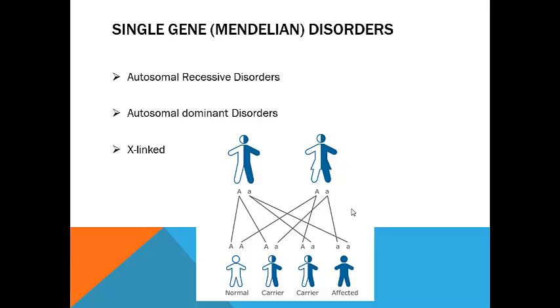Now we look at single gene disorders, or Mendelian. Okay. And the 3 variations here are autosomal recessive disorders, autosomal dominant disorders, and X-linked disorders. But first I'm going to show another clip so you can understand how Mendel discovered this phenomenon.